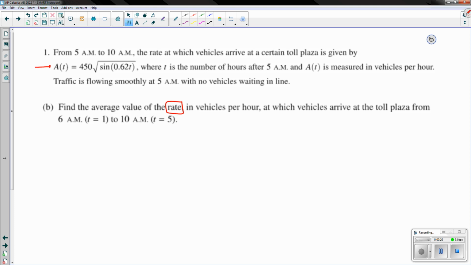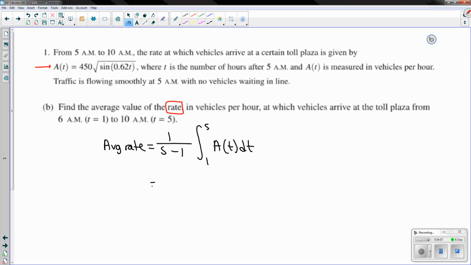And if you recall, for your average value formula, you're going to find the integral along that time frame. So we'll just say in general, we have from a to b of our function f of x dx, and all we have to do is divide by the length of the interval. So now, carrying that over to this specific problem, the average value, or the average rate, is going to equal 1 over 5 minus 1, where 1 and 5 are a and b respectively. So we're going to integrate from 1 to 5 of the function A of t dt.